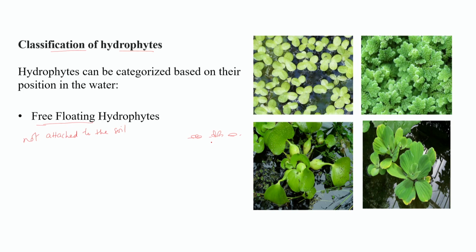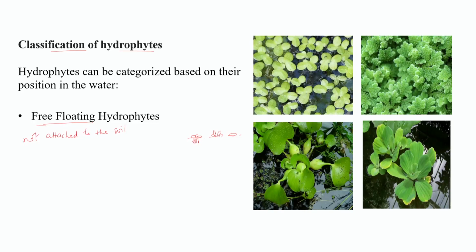Definitely, if they are freely floating, that means the upper surface is exposed to the air, whereas the lower surface is in the water. So you can say that they are in direct contact with air as well as water. Now, the size of the leaves can vary. They could be very small, they could be very big, quite large.